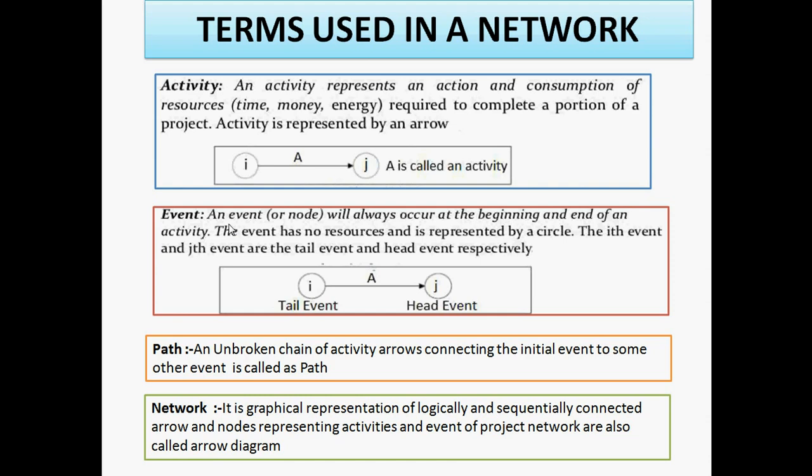So we can attach the arrow and nodes. Node means this circular part. This arrow and node, the circular part, we can attach in a sequential as well as in a logical manner, and that is called a network. That will be effective in project cost as well as project time. So that's why network analysis is formed.